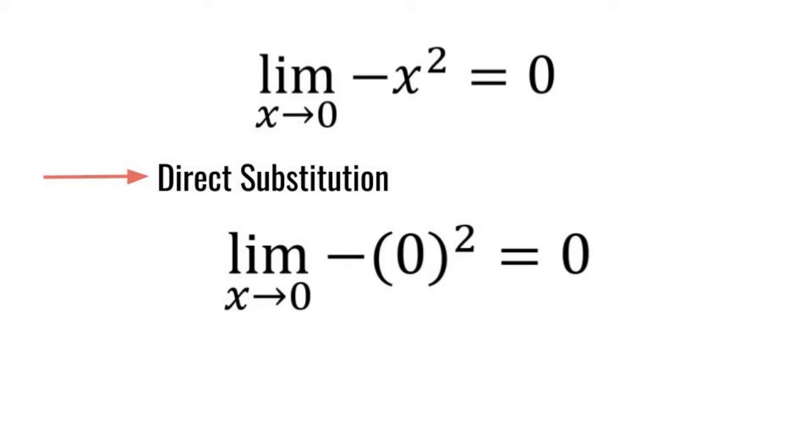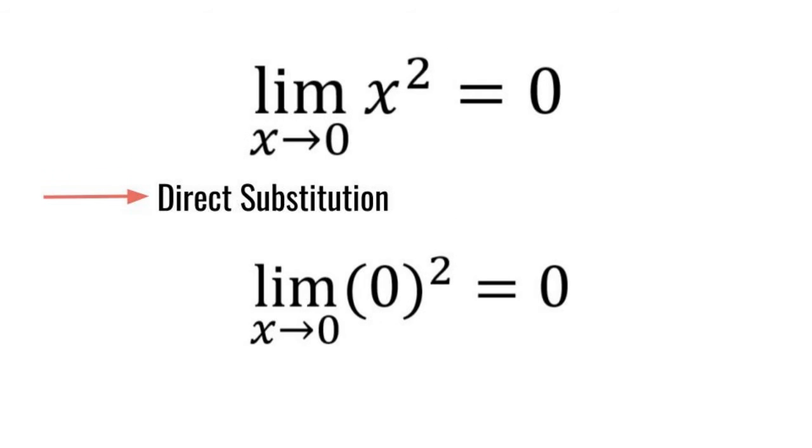Now through direct substitution, we can find the limit of f of x as it approaches 0. In this case, the limit is 0. And again, through direct substitution, we can find the limit of h of x as it approaches 0. In this case, the limit is also 0.